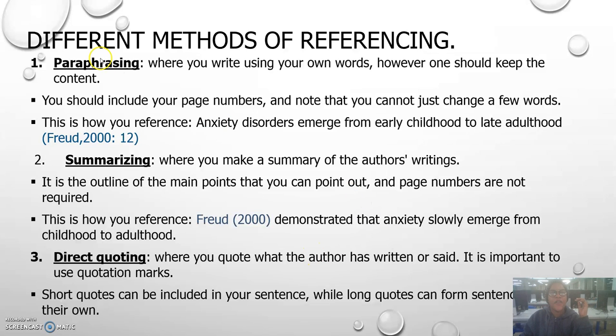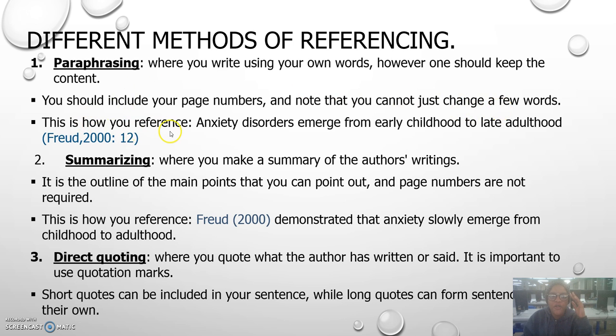Okay, and then we have different methods of referencing. Firstly, we have paraphrasing. With paraphrasing, you write using your own words. However, you should keep the content. You should include your page numbers and know that you cannot just change a few words. Some people think that paraphrasing is just changing a few verbs, a few clauses or phrases. But with paraphrasing, it is important to not just change a few words, but to show your understanding of the work that you have read.